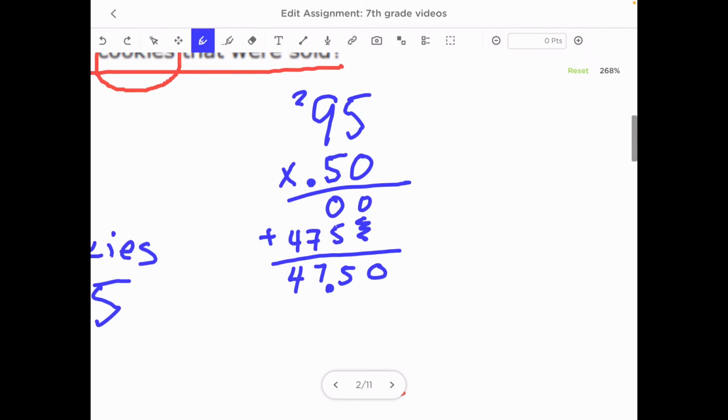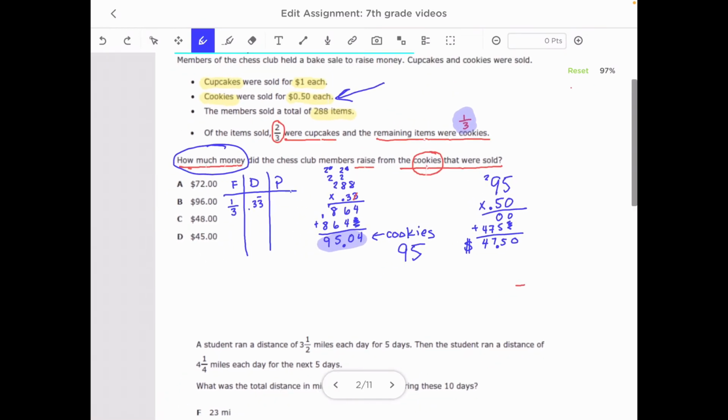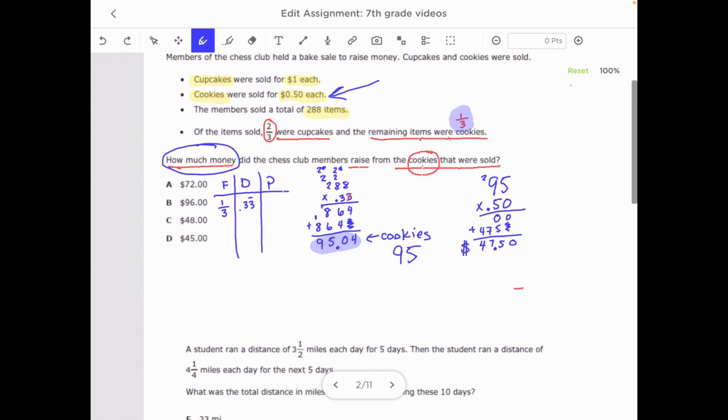So I know that I raised $47.50 of just the cookies. Now over here on my answer choices, I'm looking at them and I'm going to pick the one that is closest to my total over here, and that number is $48.